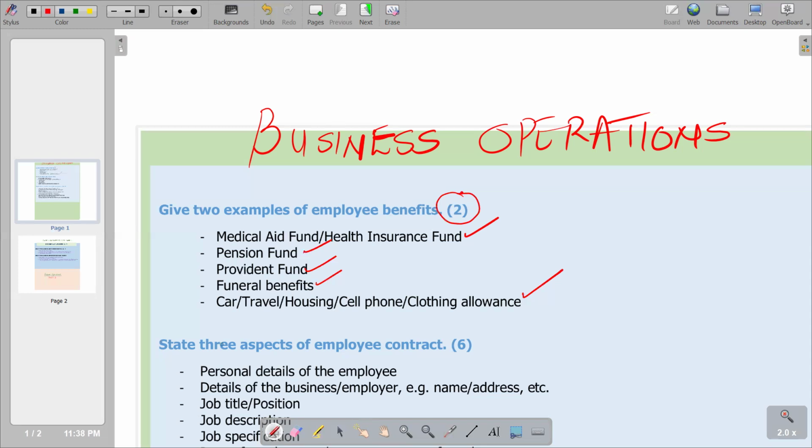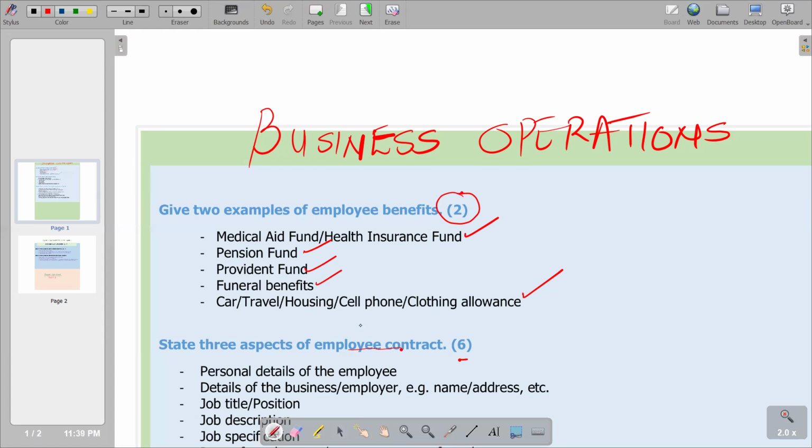Then you go to the next part of the question saying state 3 aspects of employee contract. So we've got a term that we need to understand before you state the aspects of an employee contract. And we are saying this question has got 6 marks. So employee contract, we know that this is a contract used in labor law to attribute rights and responsibilities between parties. And also, we should also know that the contract is between the employee and the employer. The 2 parties that are involved in an employee contract are the employer and the employee.